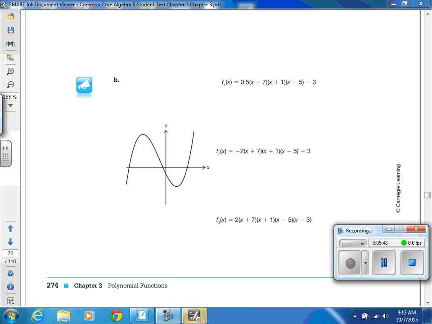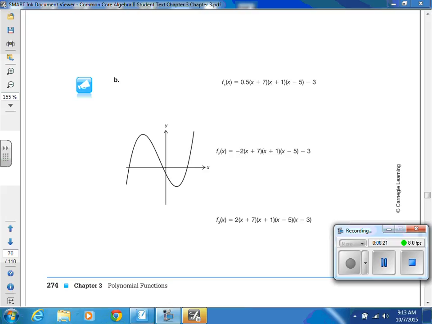Alright, so let's see. Can it be f sub 1? Is that a good one? Yes? Why? It's the right direction. Okay. What else? There's 3 x-intercepts. Yeah. And of the x-intercepts, 2 of them are negative, so that works out, and 1 of them is positive, so that works out.